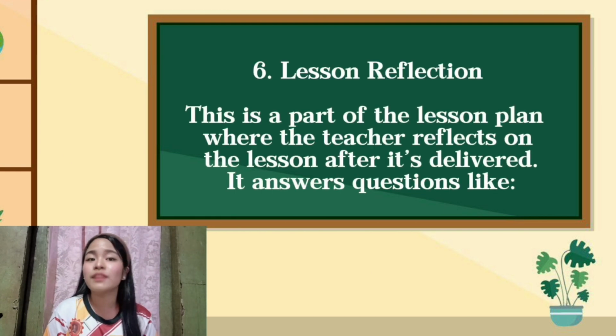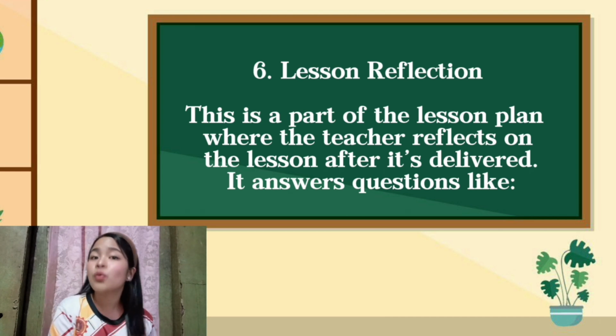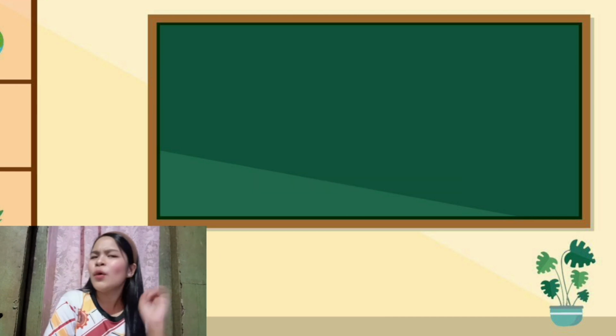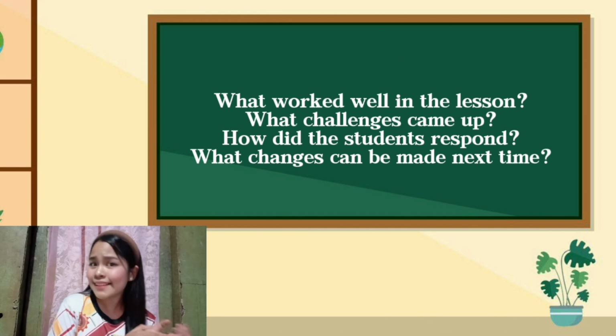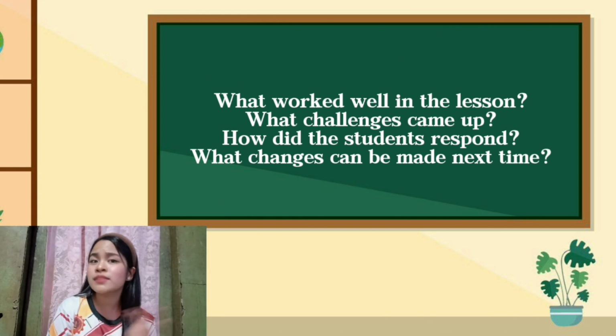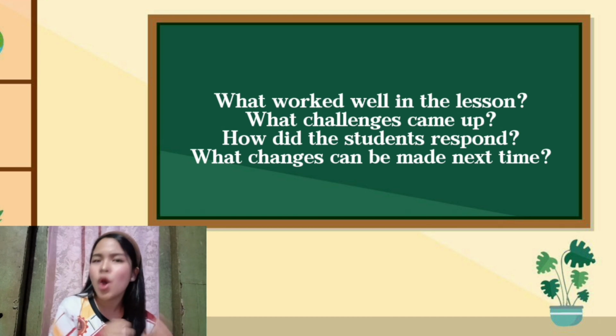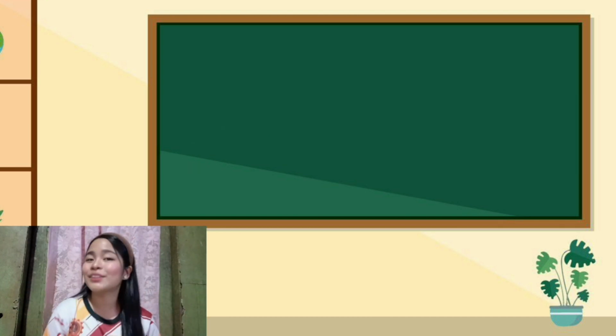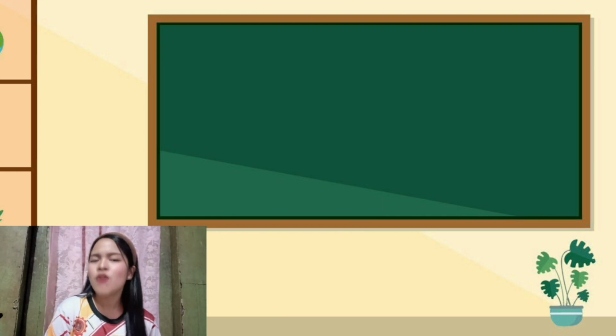The next one is lesson reflection. This is the part of the lesson plan where the teacher reflects on the lesson after it is delivered and answers questions like: what worked well in the lesson? What challenges came up? How did the students respond? What changes can be made next time? In learner-centered teaching, reflection helps improve teaching practices and better meet student needs.